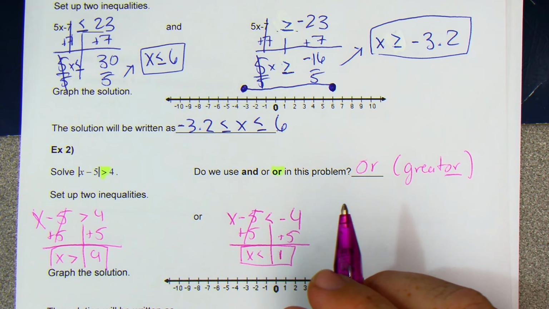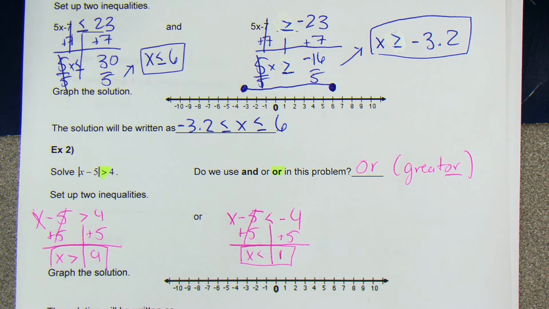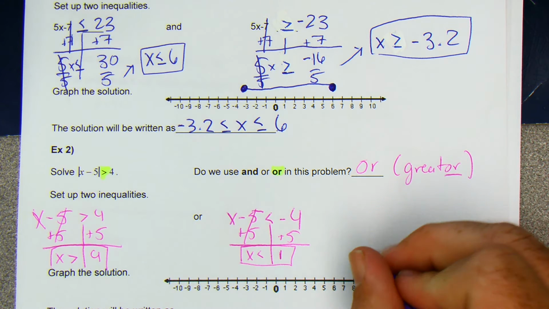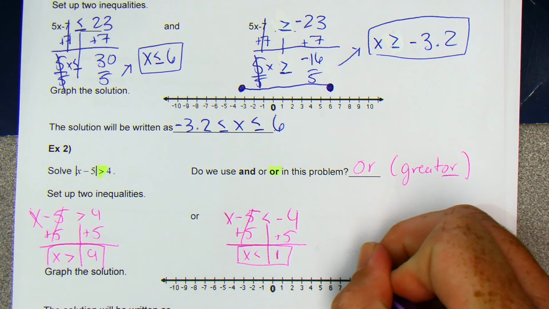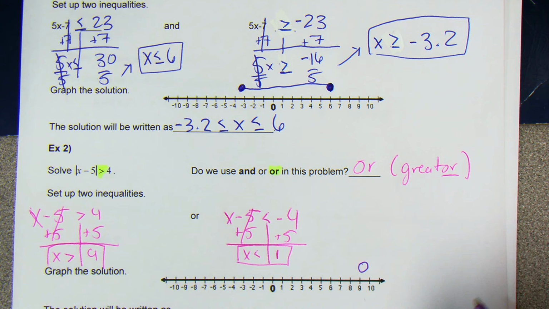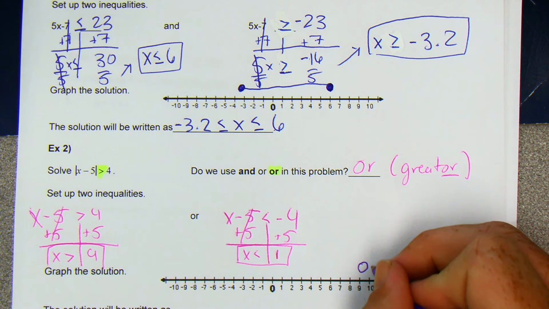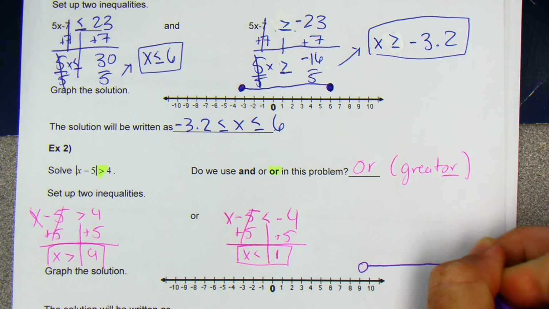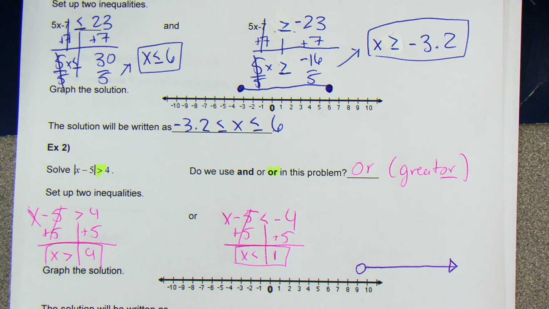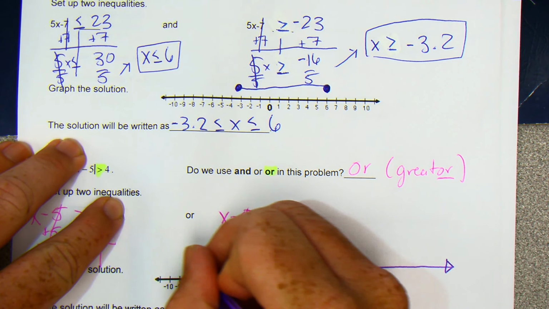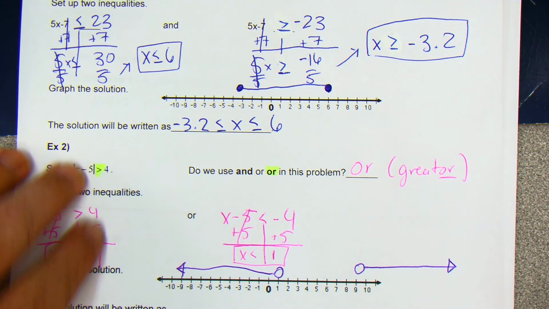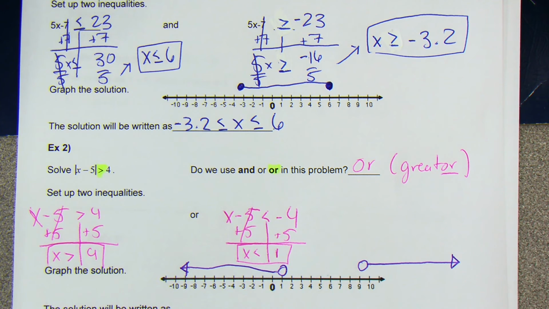All right, so now when I graph them, I'm going to go ahead and graph them in a purple. I go to 9, and I know it's going to be an open dot above 9 because there is no equal sign underneath it. So an open dot above 9, and my arrow will go to the right. For here, I have an open dot above 1, and my arrow will go to the left.